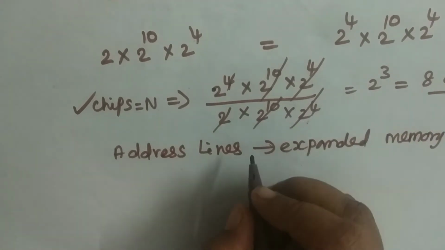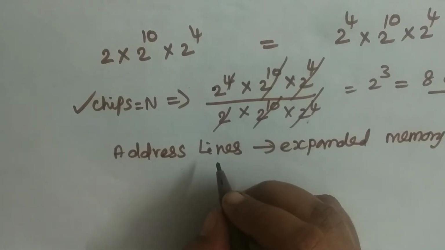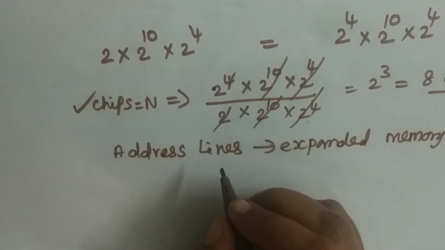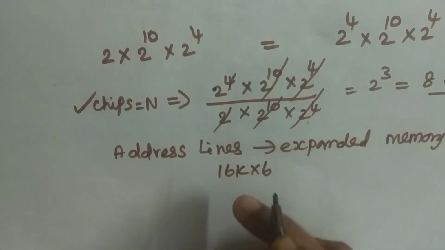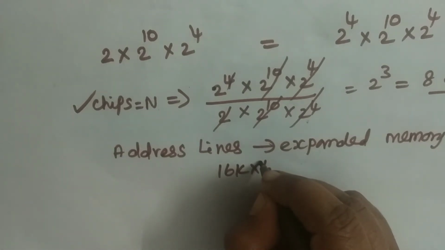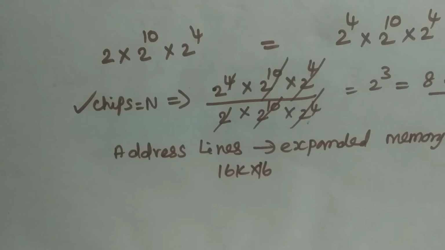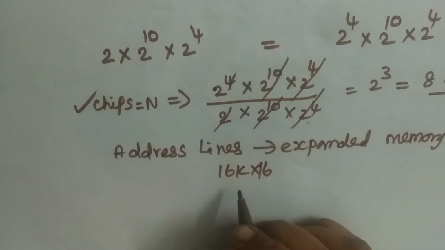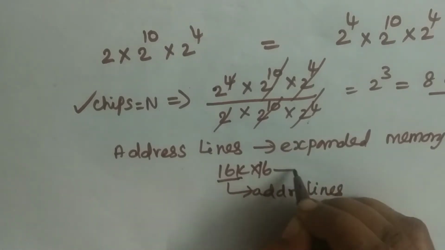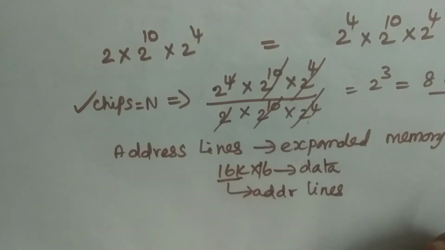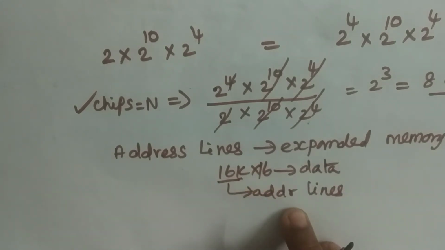What is the expanded memory size? 16K into 16, isn't it? This is the expanded memory size. In this, 16K is the address lines, okay, this is address lines, and this is data, isn't it? First one represents the address lines and the second one represents the data lines.